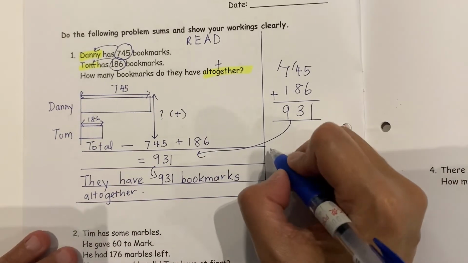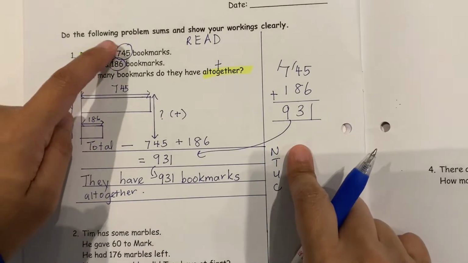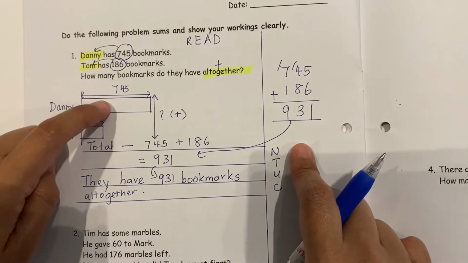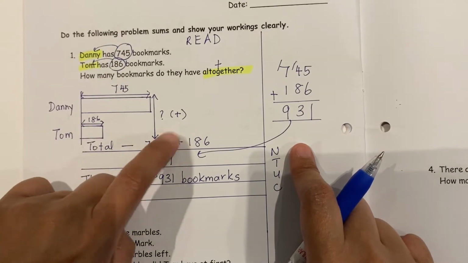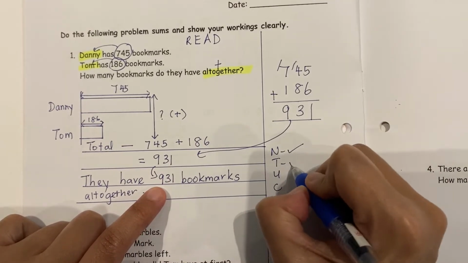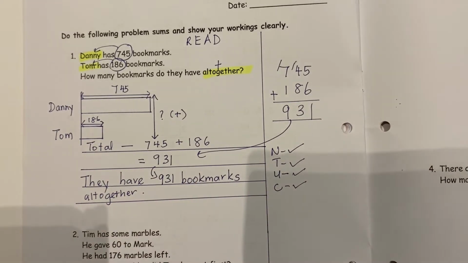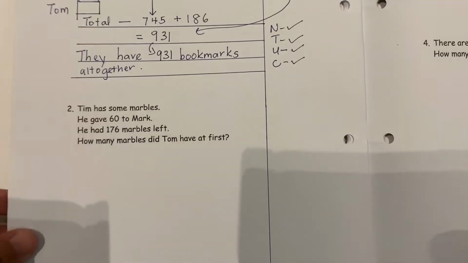Remember your NTUC. Numbers: check that you have correctly copied the numbers. Yep, so your numbers are correct. Transfer is right. Unit is bookmarks, and I've checked my work. So that's my answer for question 1. Now let's do number 2.